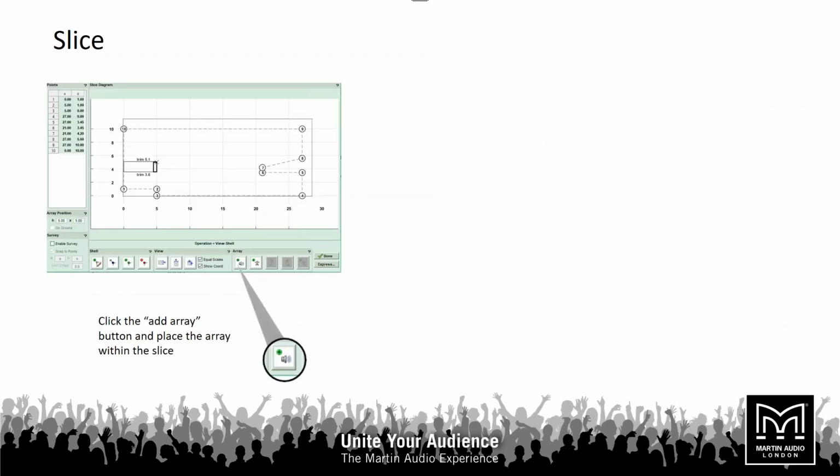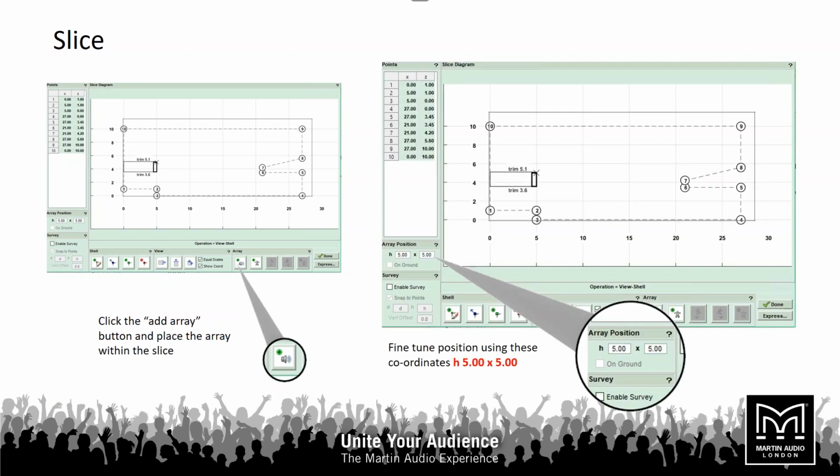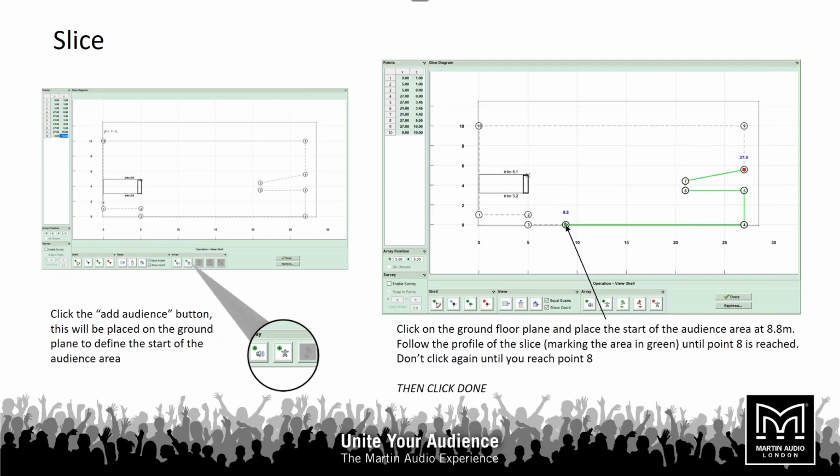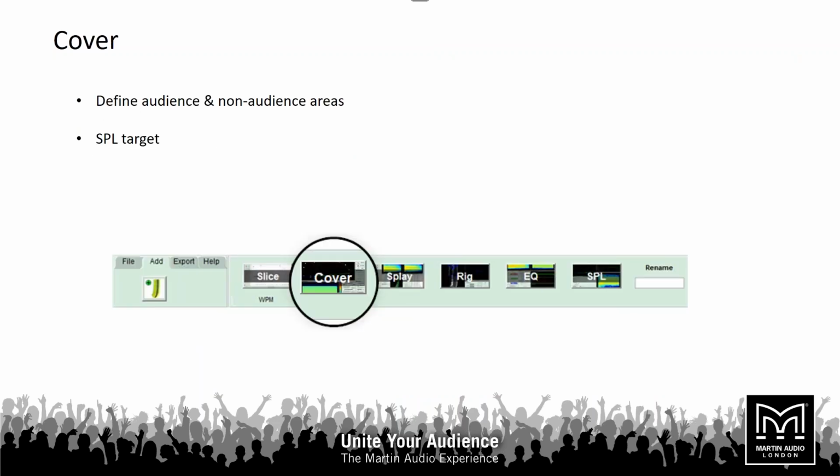And then we can add an array to our slice. So all we do is hit the array button and drop it in and fine tune the positions there. And then we click the add audience button and this will be placed on the ground plane to define the start of the audience area. And we follow it right up until the rearmost audience point, which is 27 meters or 0.8. And you click done. And then we move on to the coverage tab.